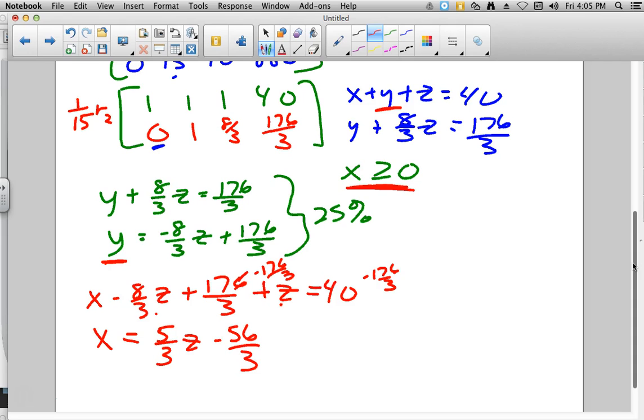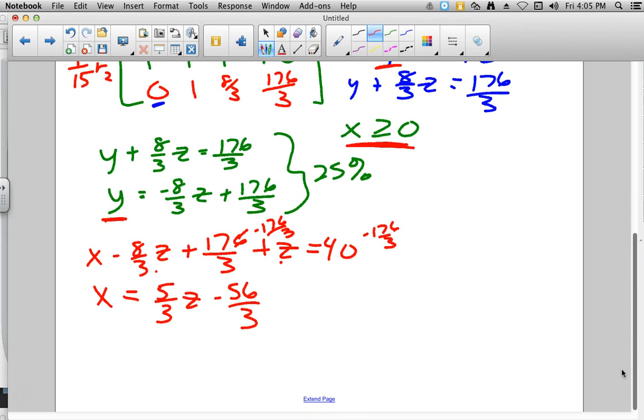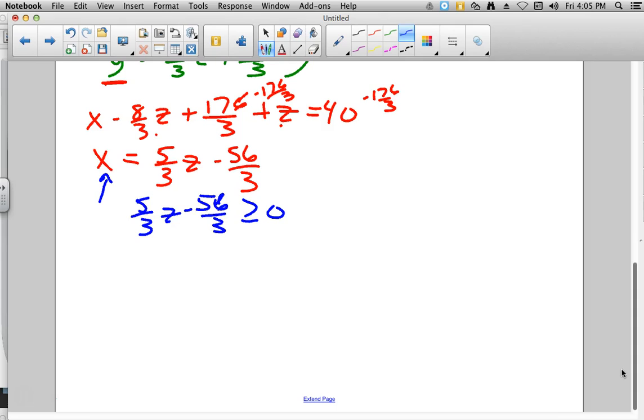So now, start thinking about what's going to happen if x is greater than or equal to 0. So, if this has to be greater than or equal to 0, 5/3 z minus 56 thirds has to be greater than or equal to 0, because really we're substituting that in for x. So we'd add 56 thirds to both sides, and then we'd multiply by the reciprocal, 3/5.